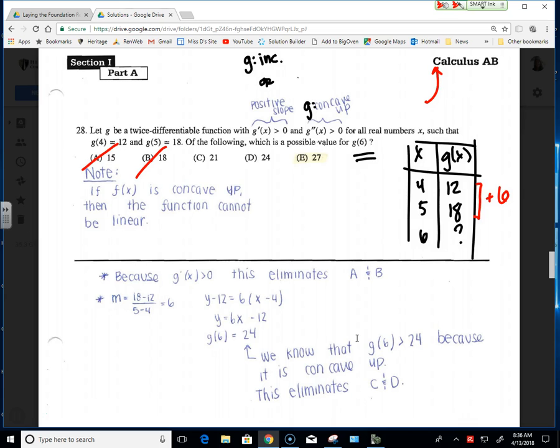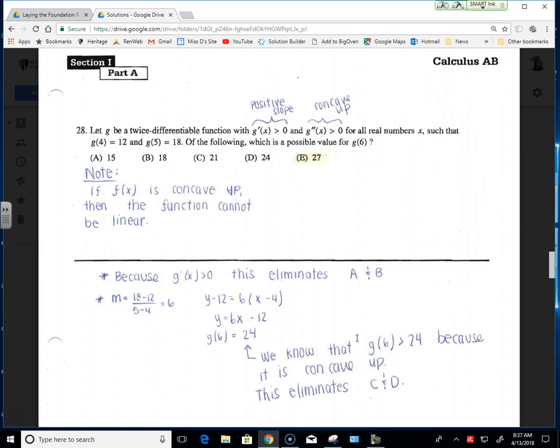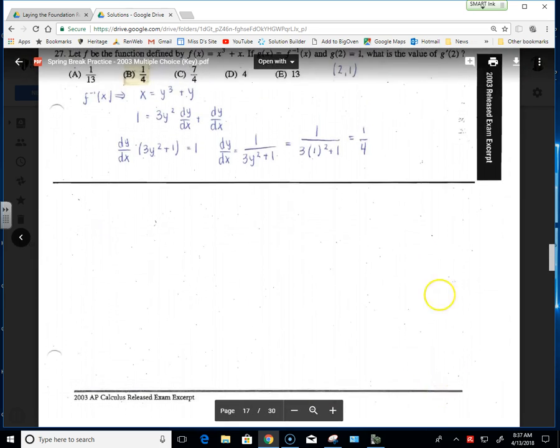So 18 to 21 is only going up 3. 18 to 24 is only going up 6. The only possible one is 27. It could have been anything above 18 plus 6 is 24. It could have been anything above 24. Okay. Let's go to graphing calculator multiple choice. Oh, okay. 27. That's okay.